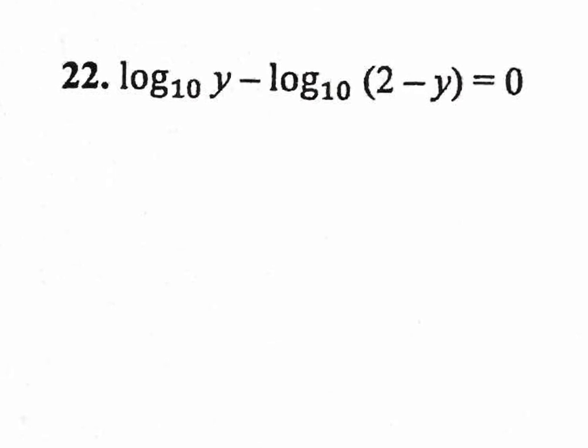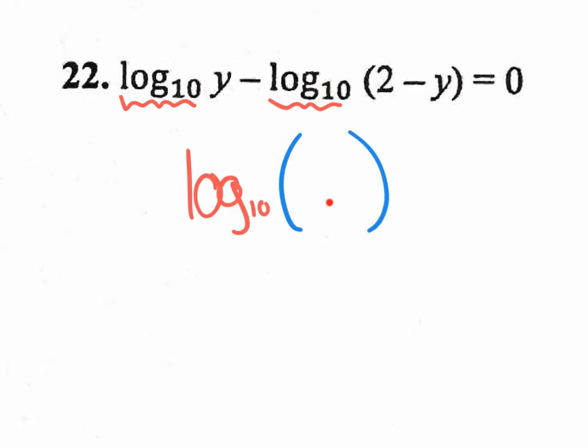Jumping to number 22. We're going to use what property? Quotient. Because of this minus sign, we're going to be using the quotient property. So we're going to take this common log and that common log and write them together as one single common log. And of course, we need something divided by something in here. That first something, the y, is going to be divided by that second something, the binomial 2 minus y. And yes, it's equal to 0.